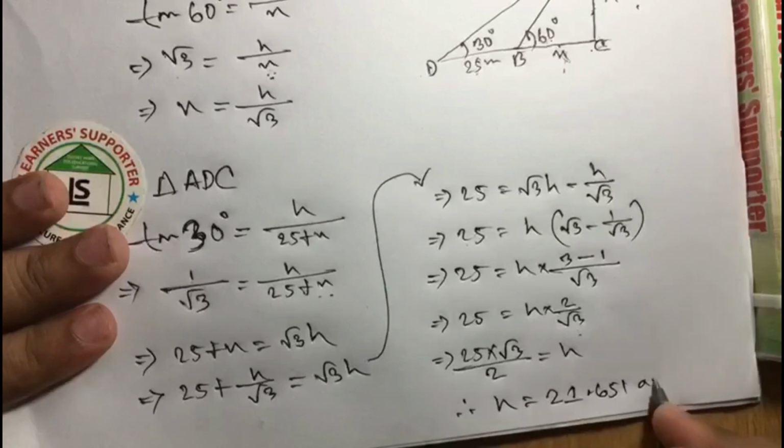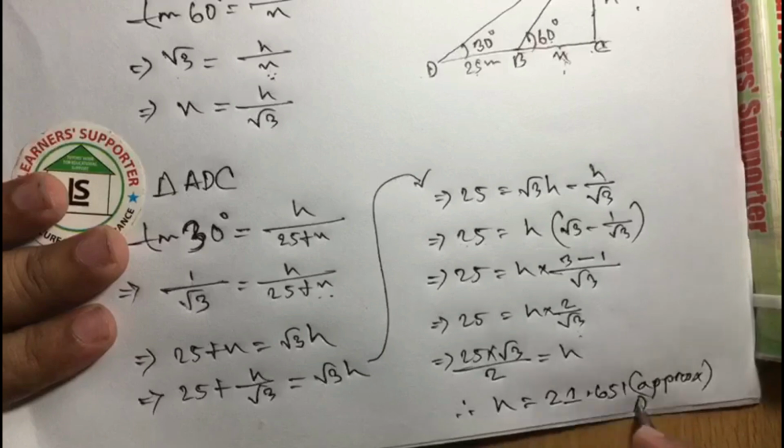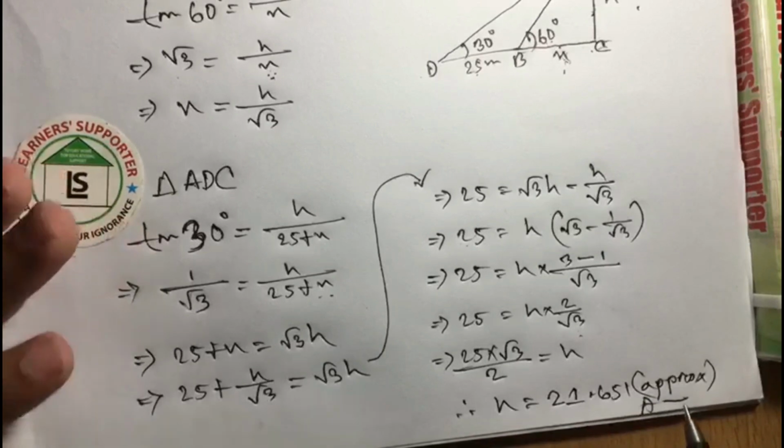21.651, and it is an approximate result, and it is our answer. This is the height of the tower.